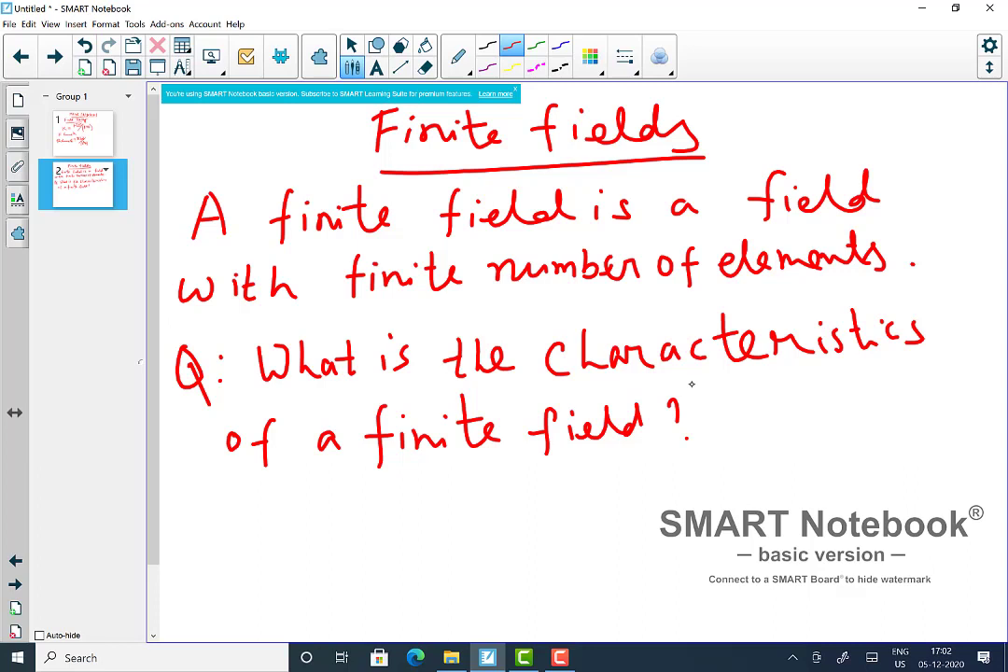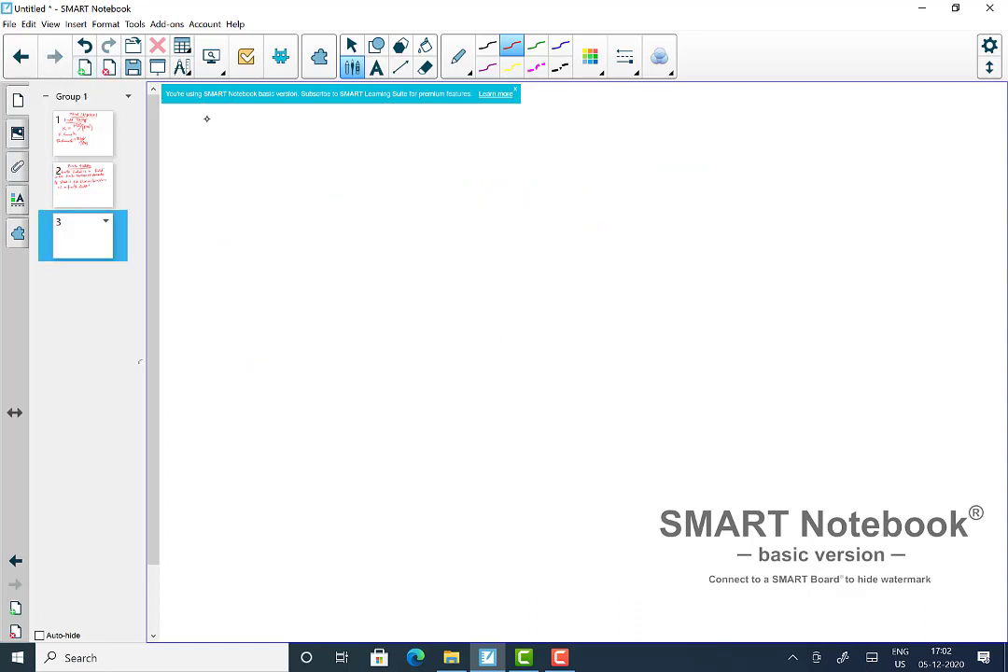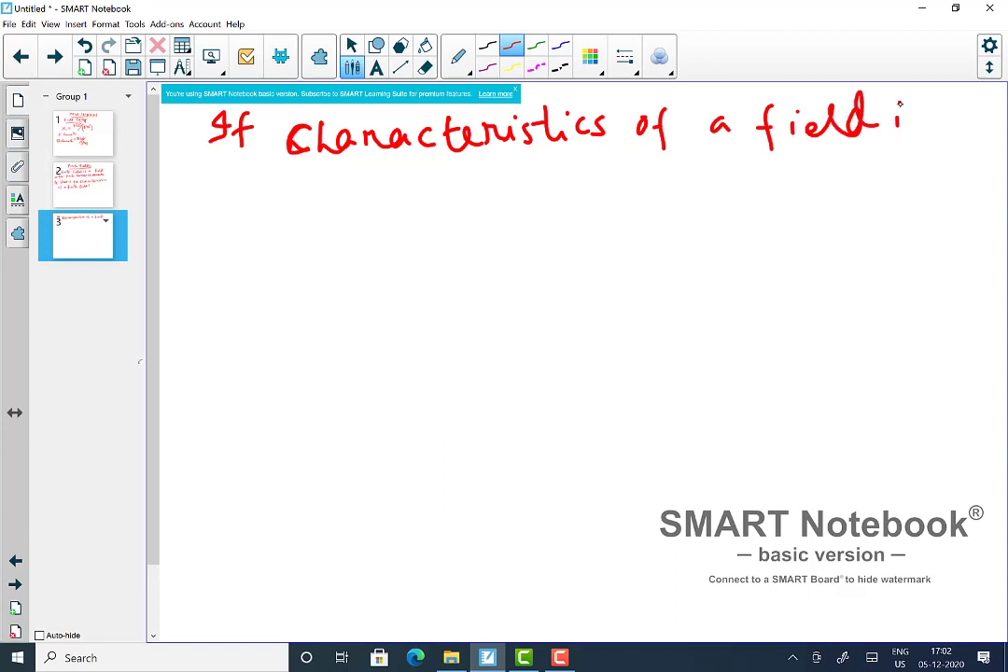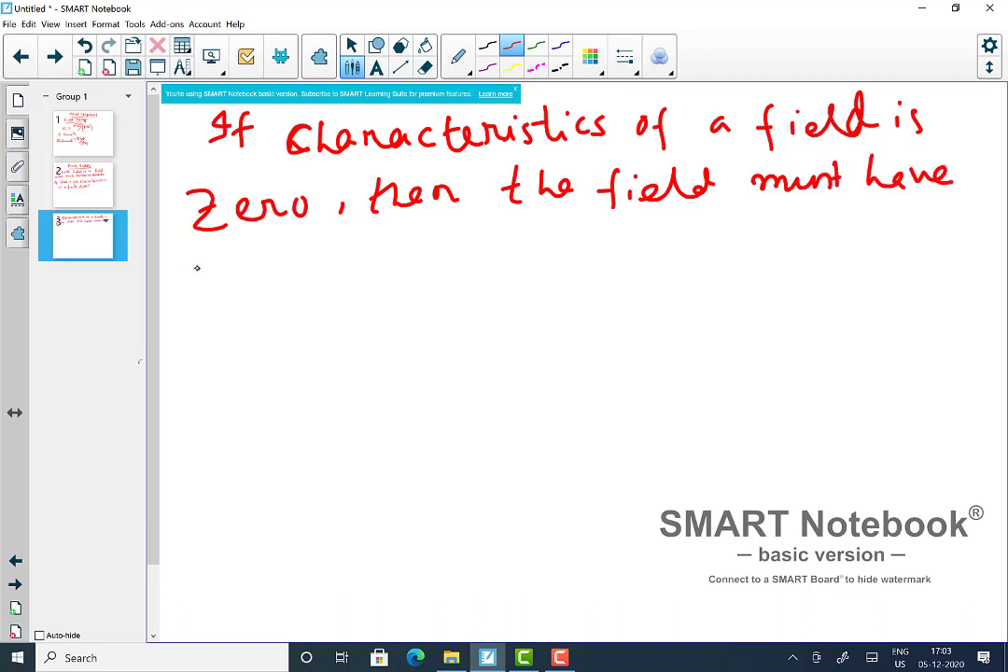So now the question is whether the characteristic of a finite field can be zero or not. This is a natural question. Now let us try to understand what happens. If the characteristic of a field is zero, then the field must have infinitely many elements.